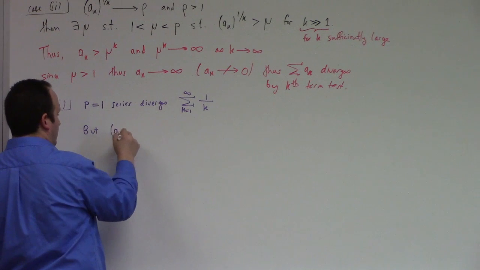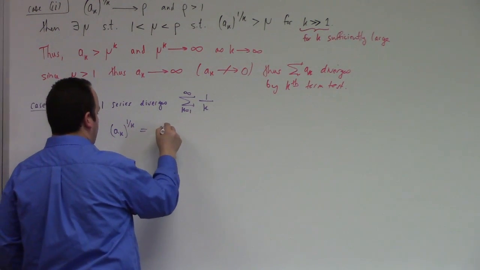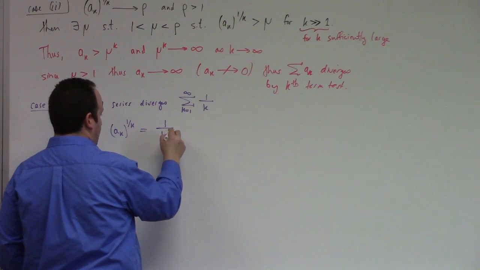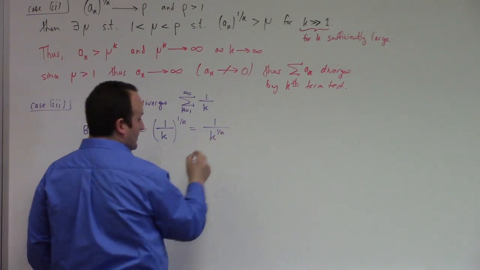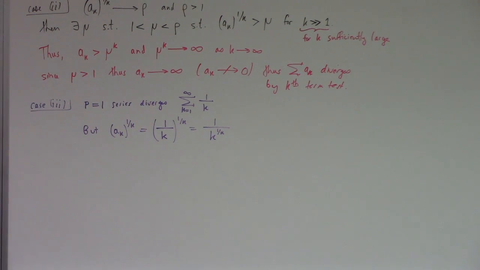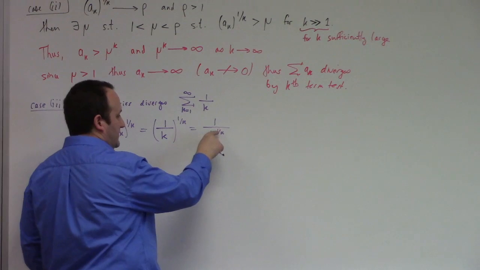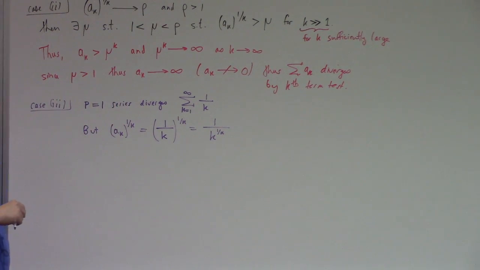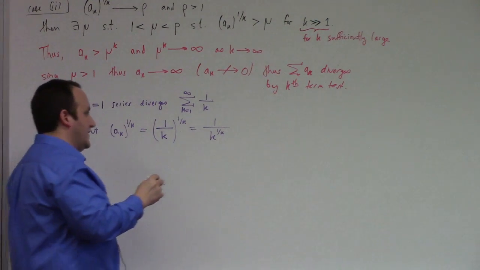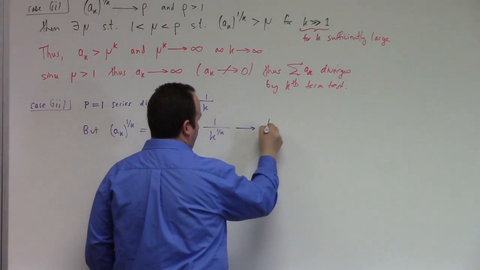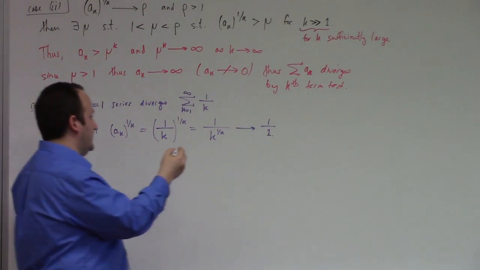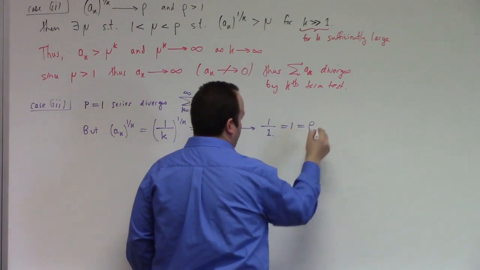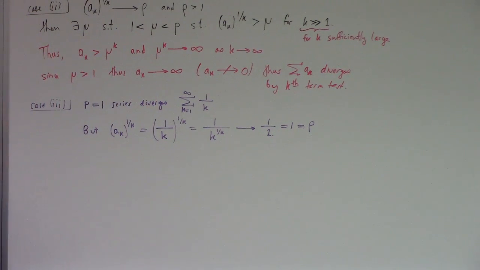But a sub k to the 1 over k is what? That's equal to 1 over k to the 1 over k, which we proved back in section 11.4 is what? This is going to infinity, that's going to 0, and we proved that k to the 1 over k in fact tends to what, as k goes to infinity? We proved it goes to 1 back in section 11.4. So here we have 1 is equal to rho. We're in case 3. Here's an example where we have rho equals 1, it diverges.